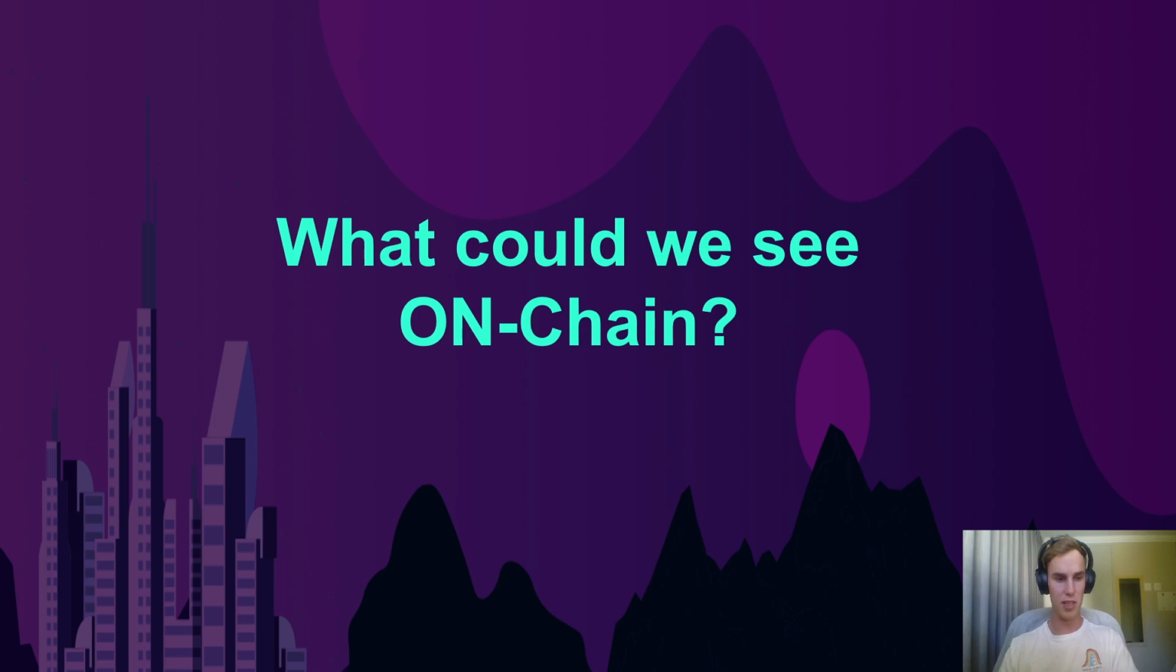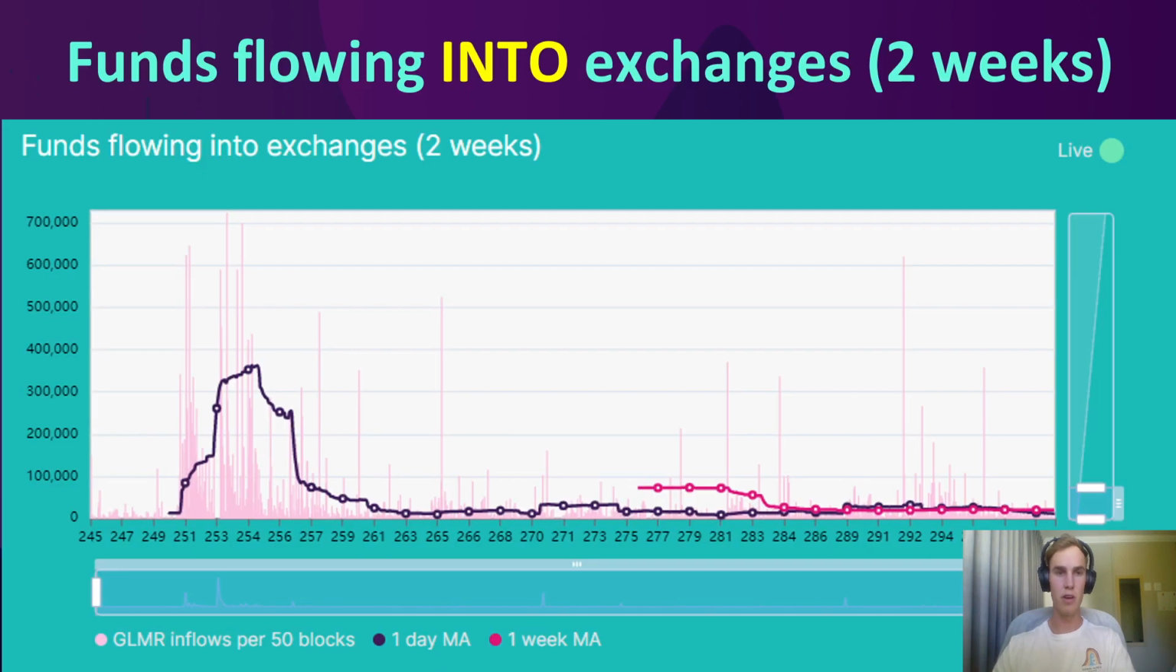So could we actually see this type of behavior on chain for the token unlock? Well, yes, let me show you. This chart shows the funds flowing into exchanges for the past 2 weeks. At around block 251, this is when we saw all the major inflows into exchanges, and it was around this time when the Glimmer unlock happened. What this means is we saw a lot of people send their Glimmer in from their MetaMask wallet or wherever else they kept it, and we saw a huge influx into the exchanges relative to historical means.